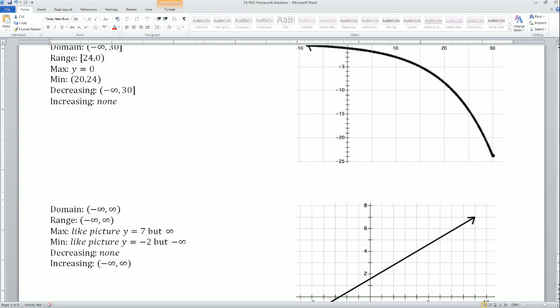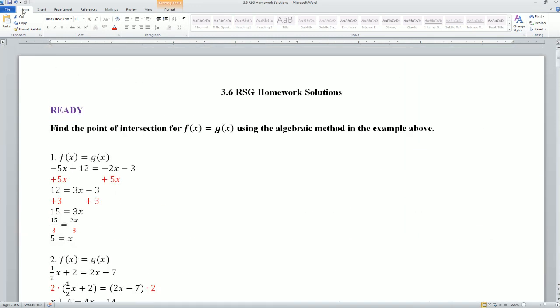Alright, so there you go. That's it. That was all your homework solution for 3.6.